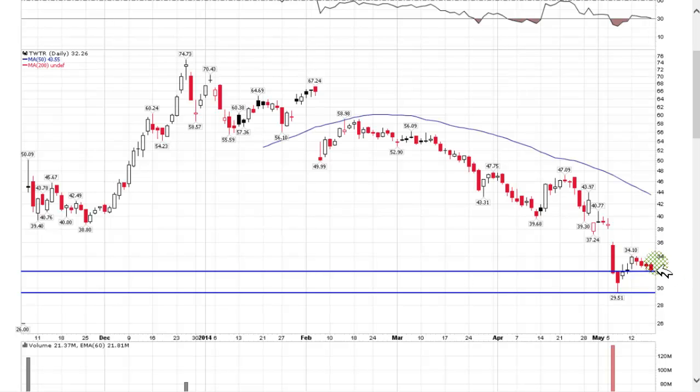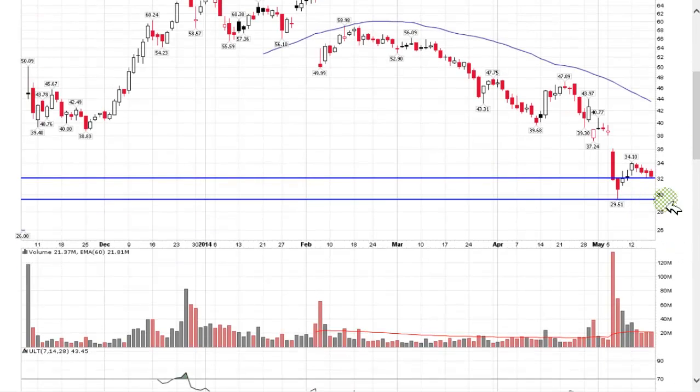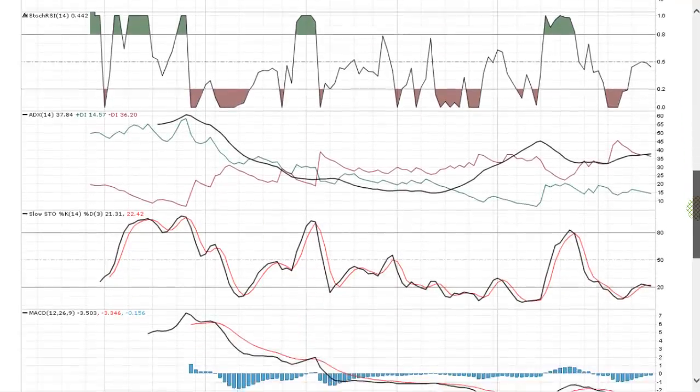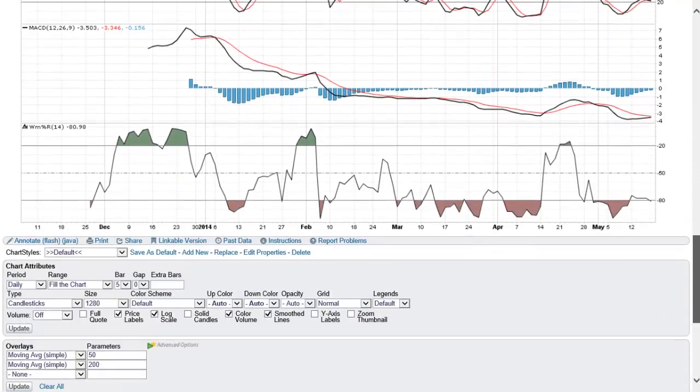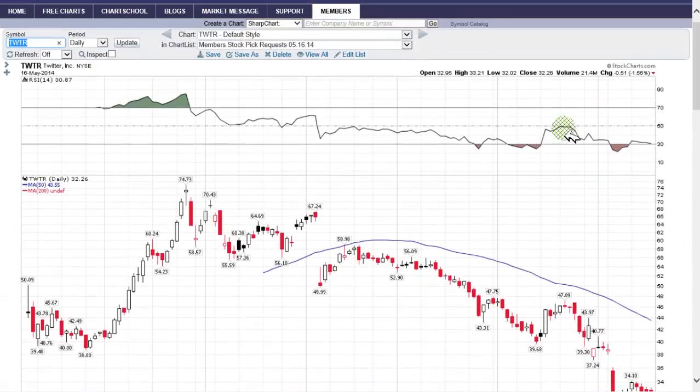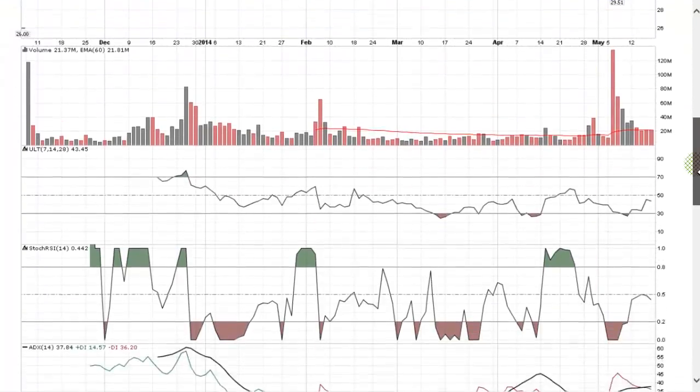I would like to have seen a little bit more bottoming tails. So I would be a buyer on a breakout above the, say, $34 per share level, or on a pullback to support down here, assuming that, of course, we do not break down below this lower band. I would keep a stop loss order just below $29.51. Oscillators look pretty good.